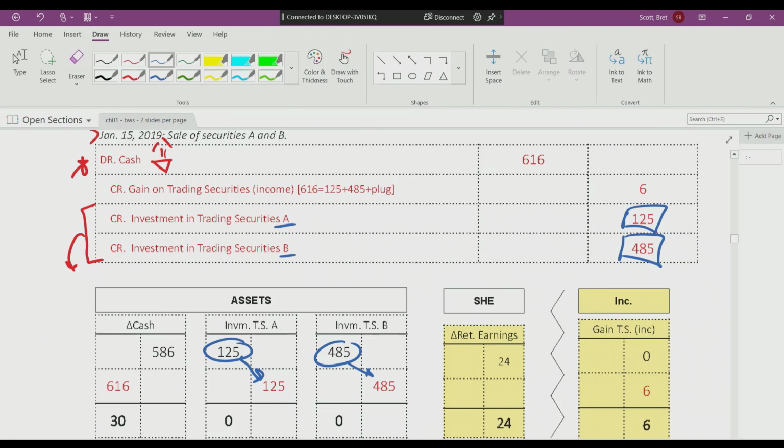Once I do that, I'm practically done. My last item is a plug figure. In this case, it's 6. What is it? It's a credit, so it must be a gain. And in this case, FASB says, hey, you sold the securities, so that's true income. That sucker is most definitely realized. Okay, so down below, there's my 6 on the income statement right there.